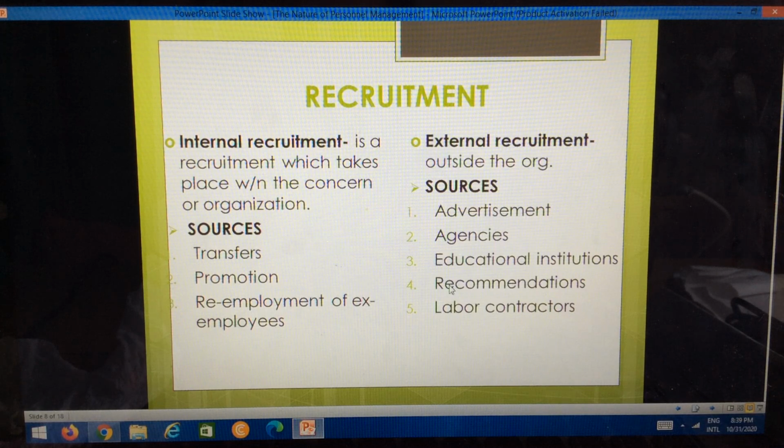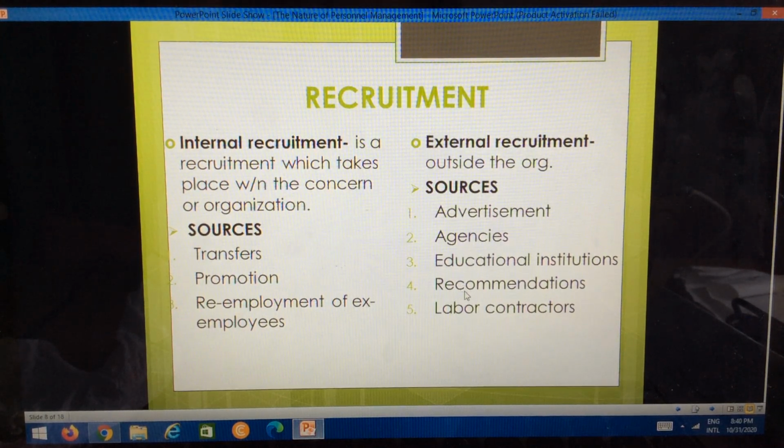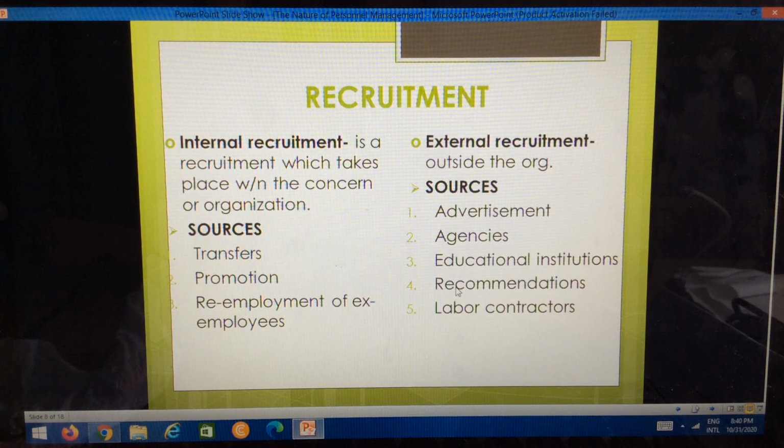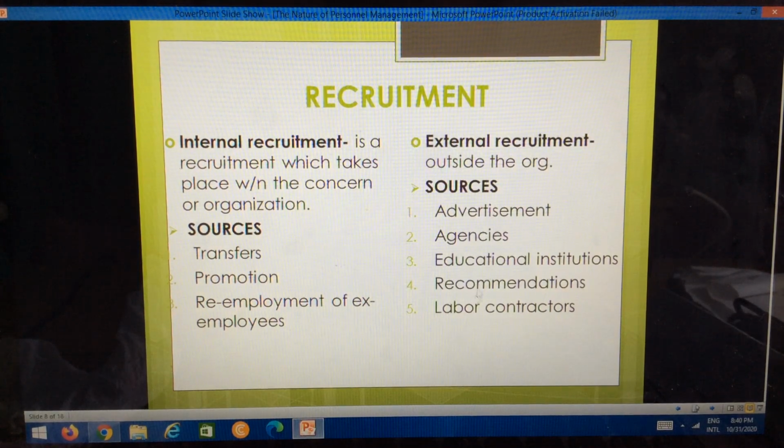So the fourth one is the recommendations. This is what we call bakiray in our own language, or backer. Our government here in the Philippines is doing this all the time. Meaning, if you don't have a backer, then that means you cannot get a job in our government. It's more like corruption.